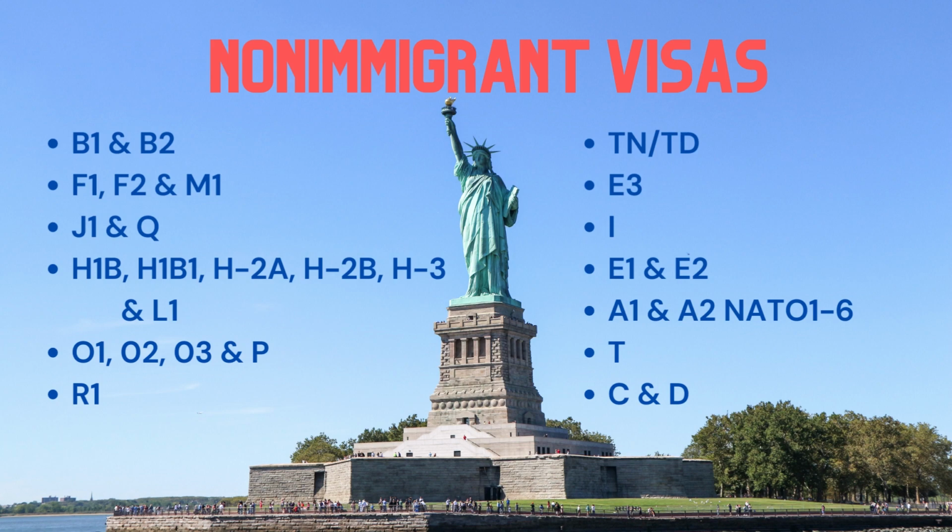I visa for representatives of foreign media and journalists part of the press, film, radio, or print industries, treaty trader and investor visas, E1 and E2, diplomatic and official visas, A1 and A2 NATO 1-6, visas for victims of crime and human trafficking, T visa, and transit and crew member visas, C and D.